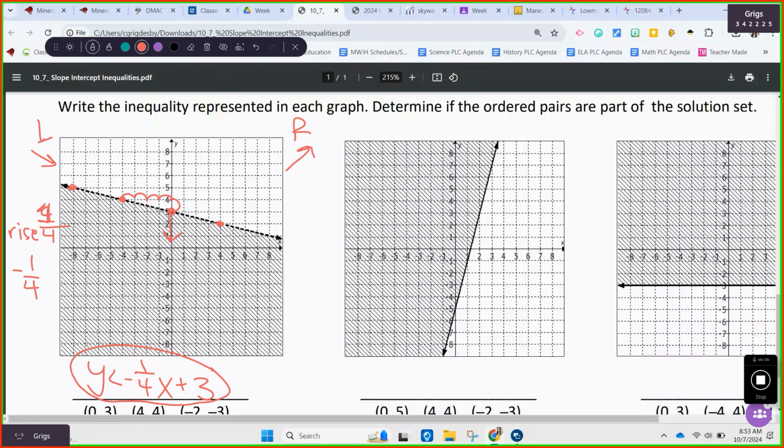Is 0, 3 a solution? No. Dotted line. I like how Tucker said it. It's on the dotted line. If it's on the dotted, it cannot be a solution. If it's on a solid, yes. What about 4, 4? No, it's not even on the line or in the shaded area. -2, -3? Yes.